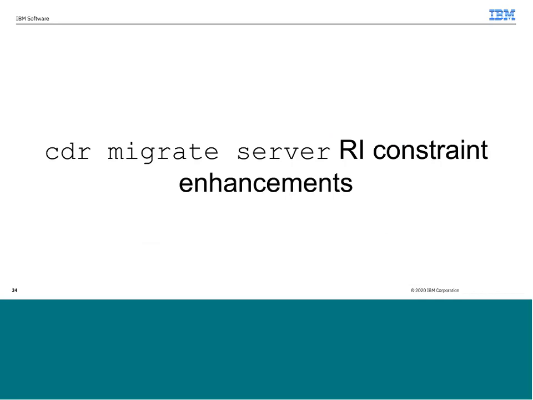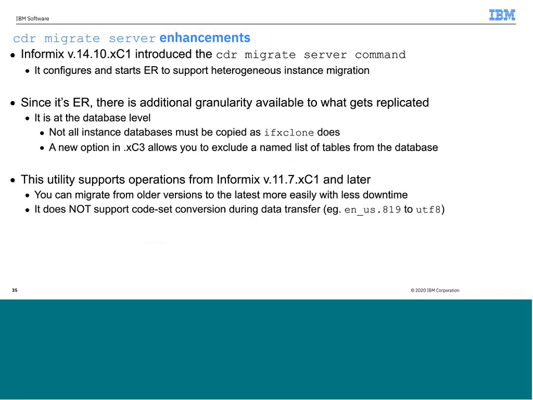Now we get to Cdr Migrate Server, and there's 2 different pieces here, both more or less revolving around referential constraints and what we do with referential constraints. So just a little bit of background. Cdr Migrate Server was introduced with version 14.10.xC4. What it does behind the background is it configures and starts enterprise replication to do a heterogeneous instance migration.